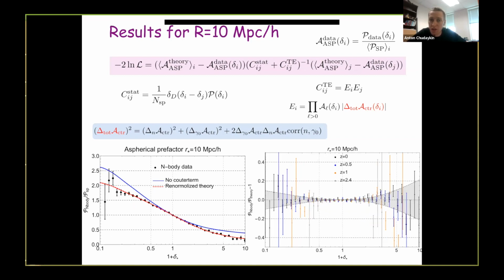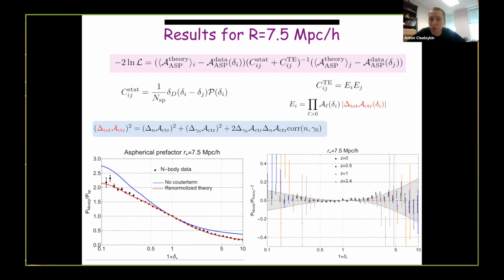Then we move on to the smaller cell radius, 10 megaparsec over h, and found perfect agreement between the data and the theory. And it's actually our best case scenario because the statistics for cells of such a radius are significantly better, and at the same time, the higher order loop corrections remain small.